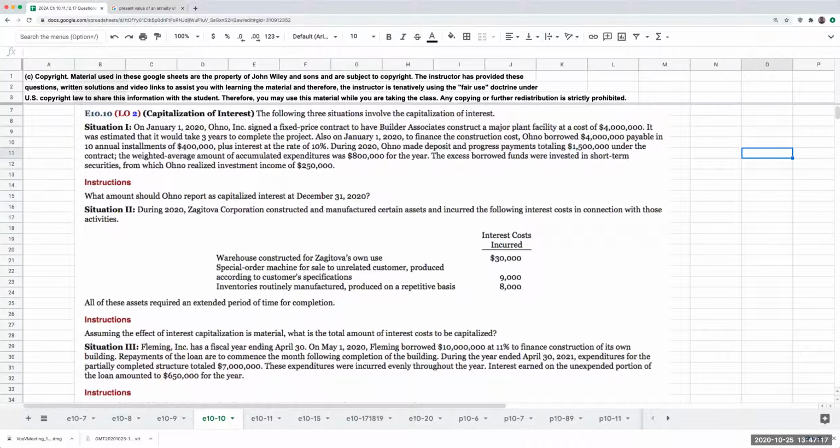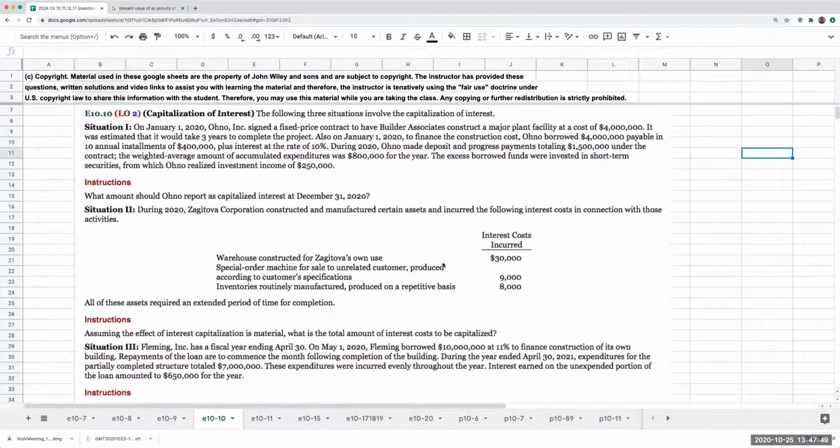Hello, everybody, and welcome to exercise 10-10. These are three separate situations on the capitalization of interest. So just again, if we're self-constructing an asset, whether it be a building or machinery, and we have debt outstanding, what we have to consider is the capitalization of that interest, which is going to be the lesser of the avoidable interest or the actual interest amount.